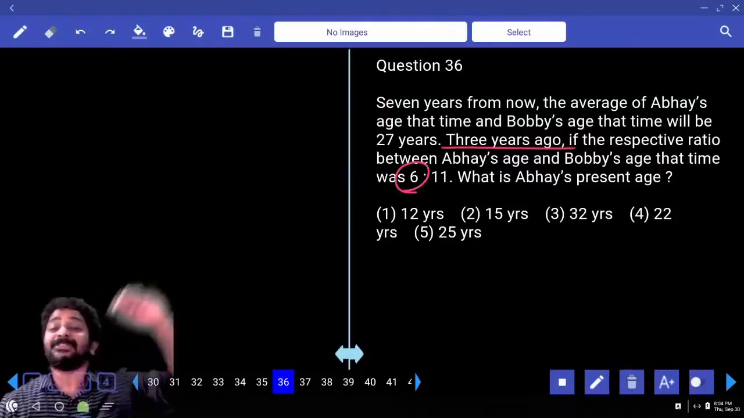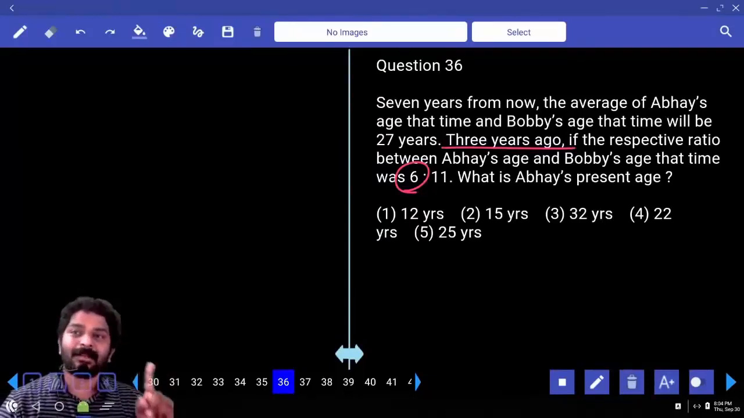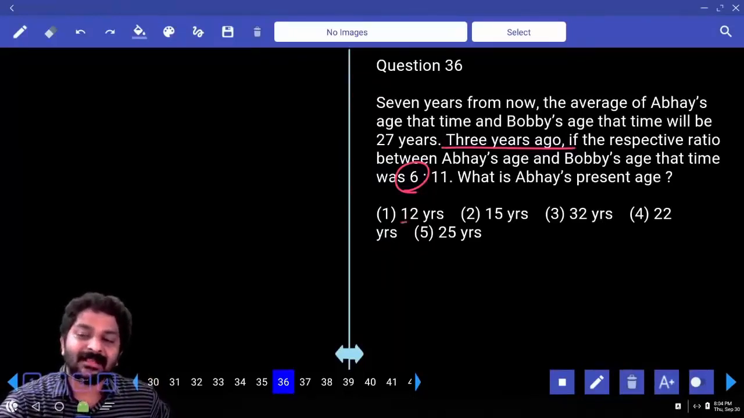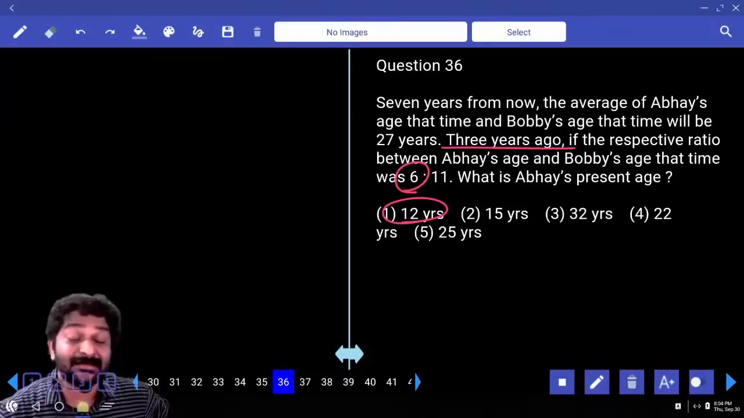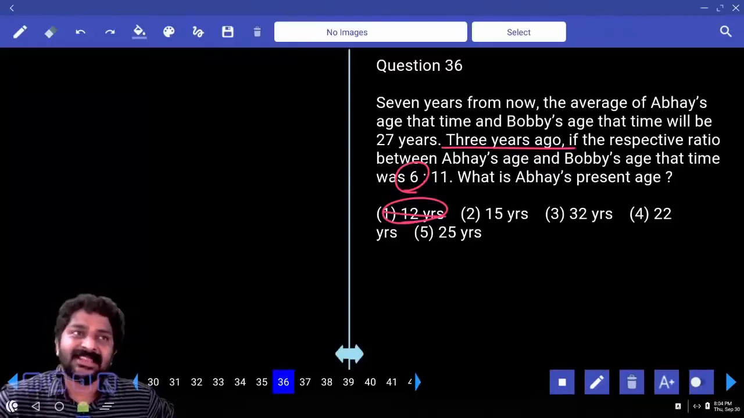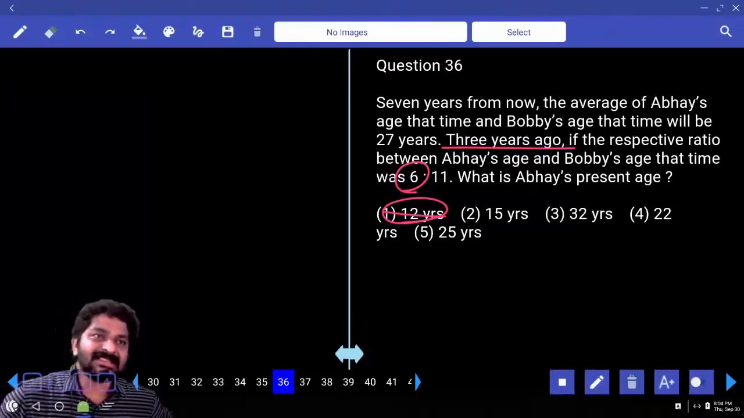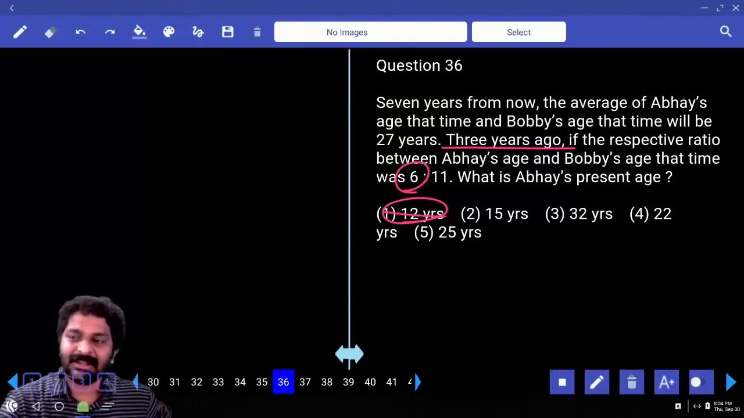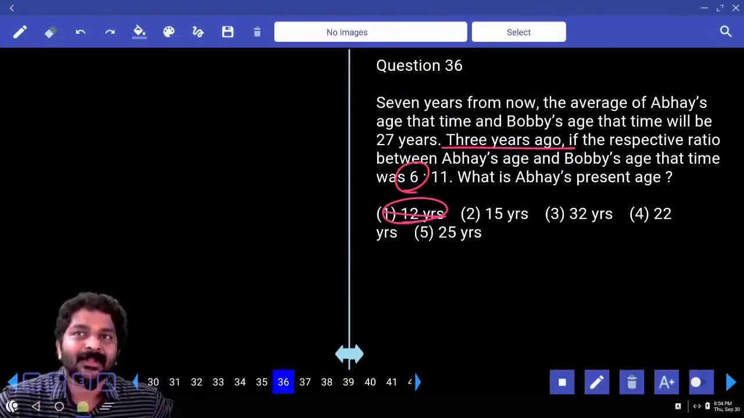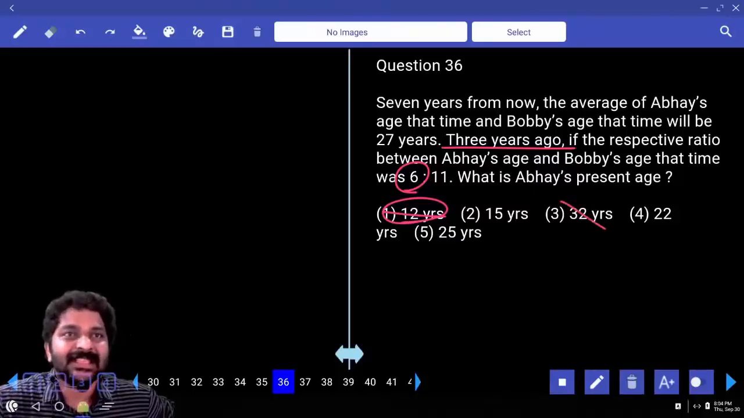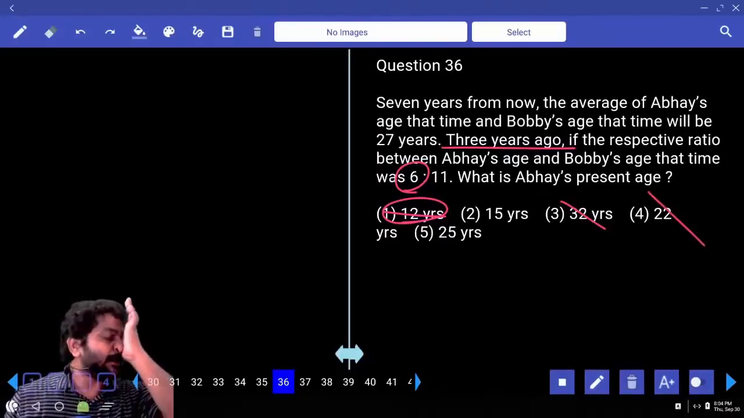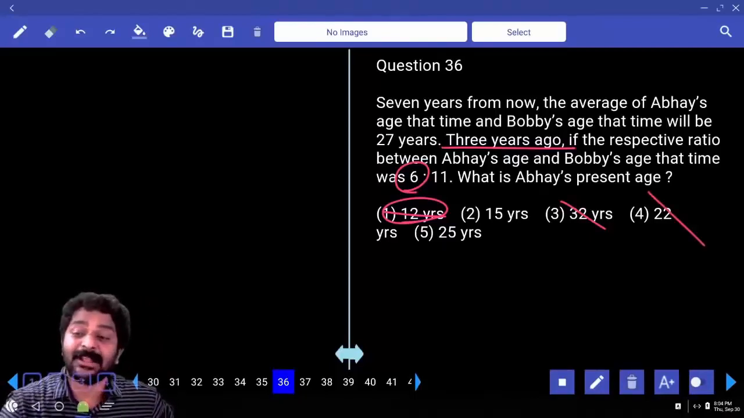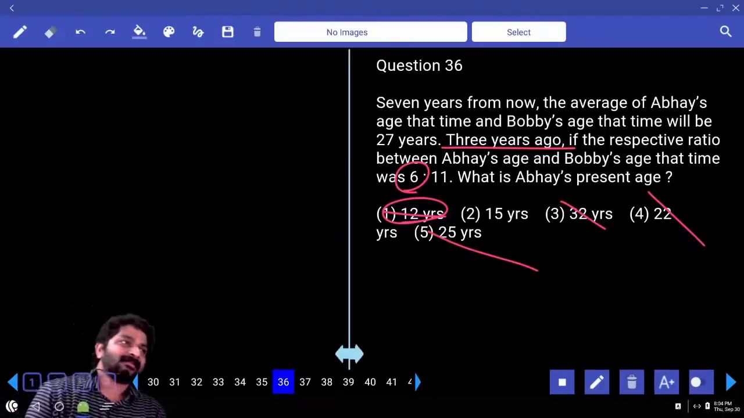3 years back it must be which multiple? 6 multiple. Am I right? 3 years back. First option minus 3. Is it a 6 multiple? Second option minus 3, 12. Is it a 6 multiple? Maybe your answer, hold it. Third option minus 3, 29. Is 29 a 6 multiple? Fourth option minus 3, 19. Is it a 6 multiple? Fifth option minus 3, 22. Is 22 a 6 multiple? Second option, final answer.